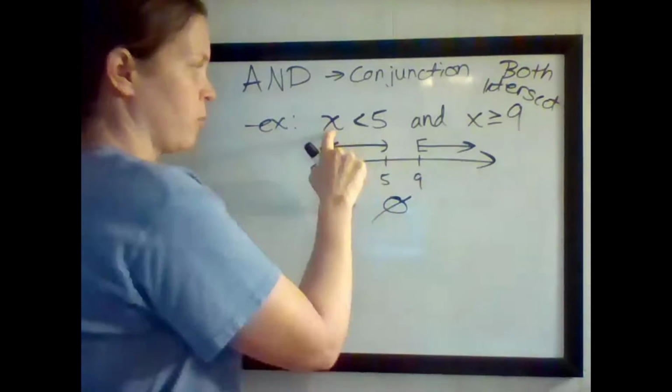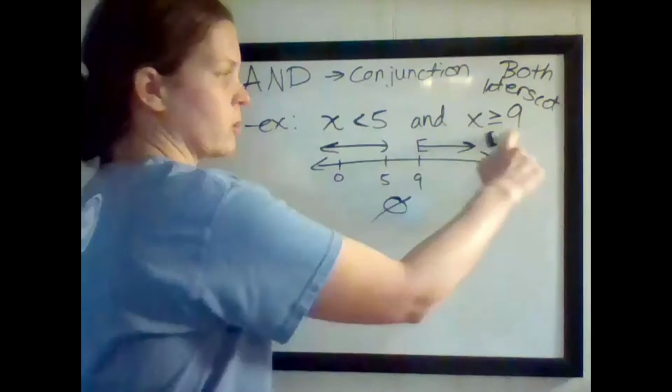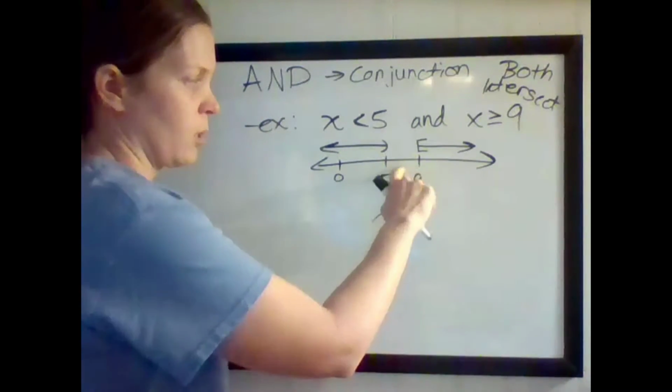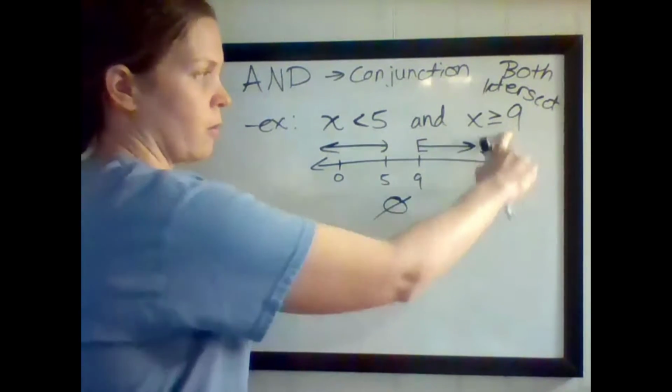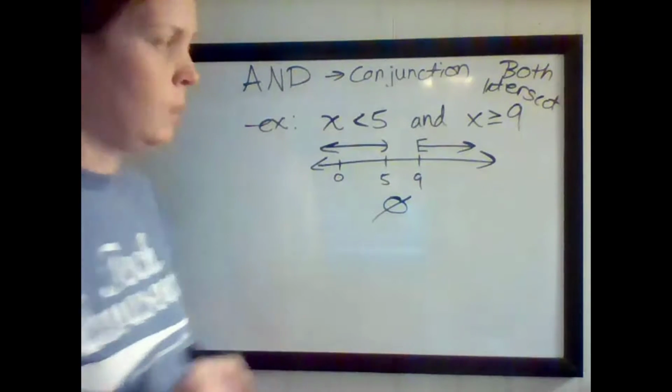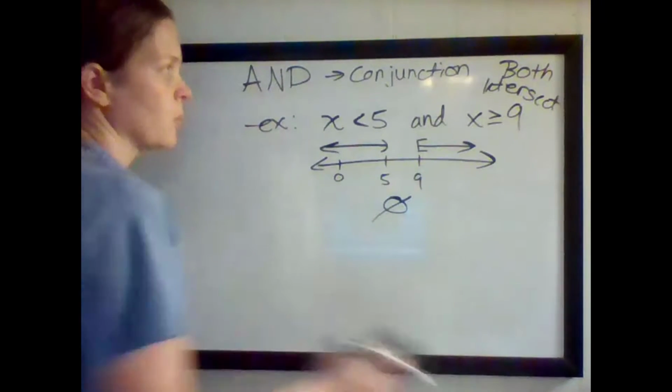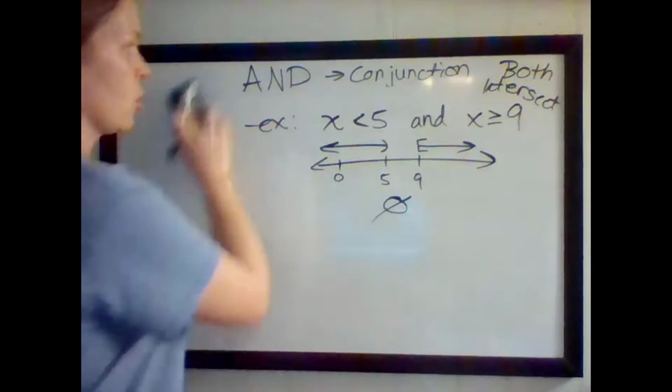You know, if I pick like 4, 4 is less than 5, that's true, but 4 is not greater than 9. Same, neither are going to work here. Something over here is going to be true, but not this. Okay, so those are the "and" ones, conjunctions.